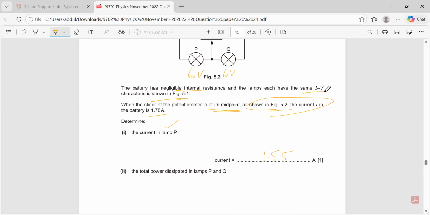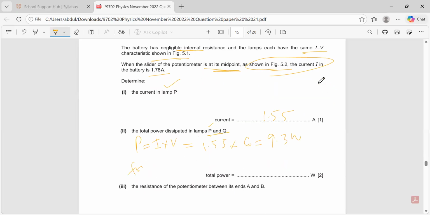Now the total power dissipated in the lamps P and Q. Power is equal to I into V. Current we just calculated, 1.55, times V, that is 6. When I simplify this, I get 9.3 watt. But this is only in one lamp. He wants for both lamps. So power will be 2 times 9.3, and as we simplify, the answer will be 18.6 watt.